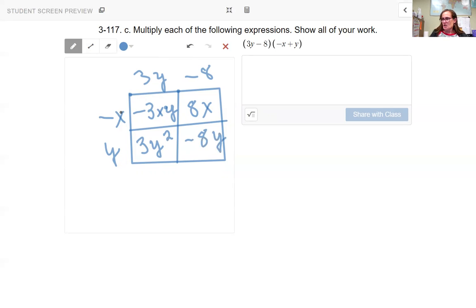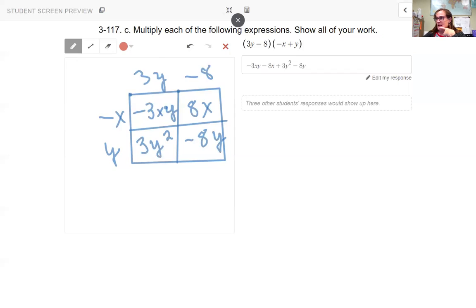Okay, so now we need to look and see what terms we can combine. We have negative 3xy, 8x, 3y squared, and negative 8y. So since none of those have the same variables, we can't combine them. So we'll just type it up how it is in the math window. So negative 3xy minus 8x plus 3y squared minus 8y. Okay.